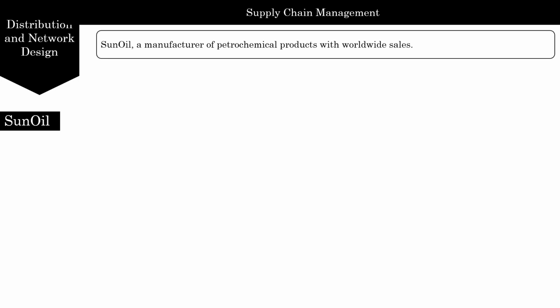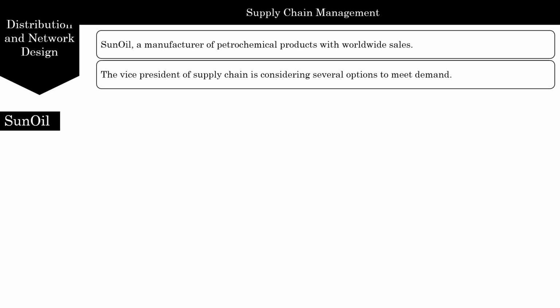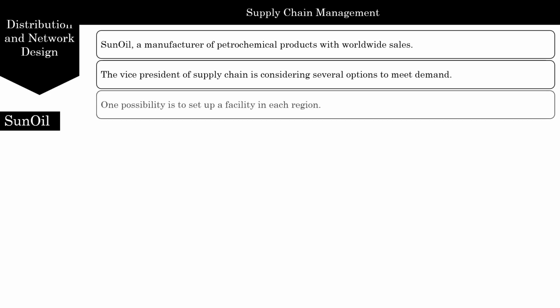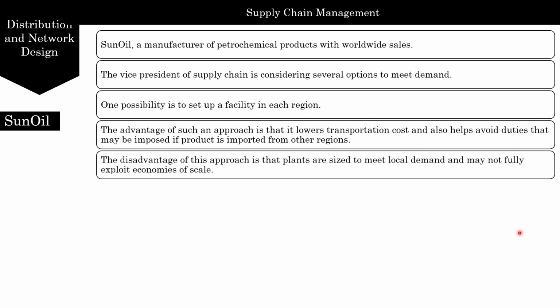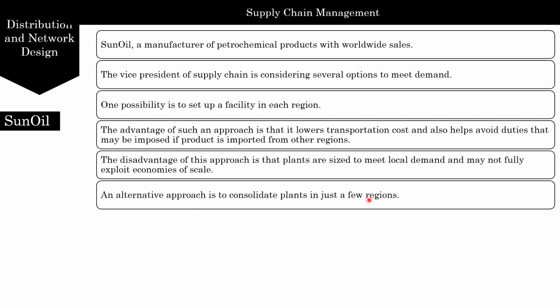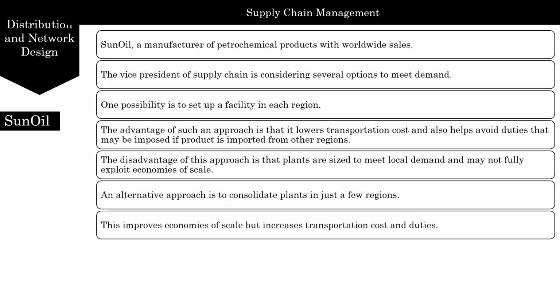We're going to look at a company called Sun Oil, which is a manufacturer of petrochemicals with worldwide sales. The Vice President of Supply Chain is considering several options to meet demand. One possibility is to set up a facility in each region. This approach gives you the advantage that it lowers transportation costs and avoids duties. However, here the plants are sized to meet local demand and may not be able to exploit economies of scale. Alternate approaches to consolidate plants in just a few regions improve economies of scale, but transportation and duties increase.